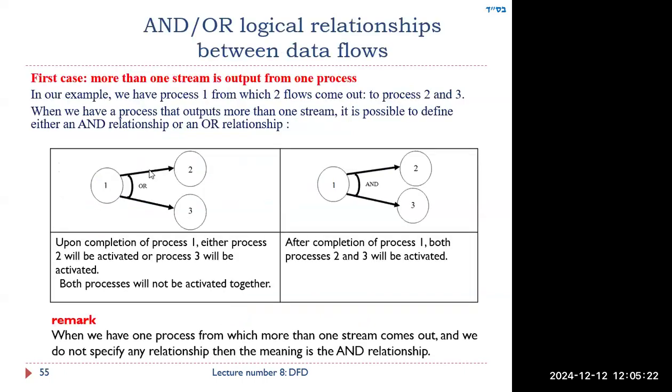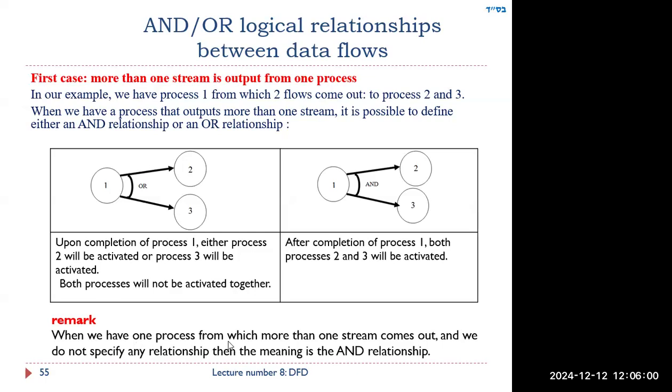But we can mark an or relationship. For example, if we want to say that after 1, either 2 or 3 will happen, then I write an or. But if I want to say after 1, both 2 and 3 happen, what does it mean? The information travels to both of them. Here, information travels just to one of them. Upon completion of process 1, either process 2 or 3 will be activated. Here, both of them will be activated.